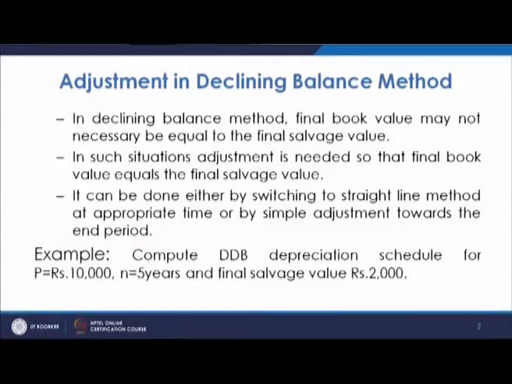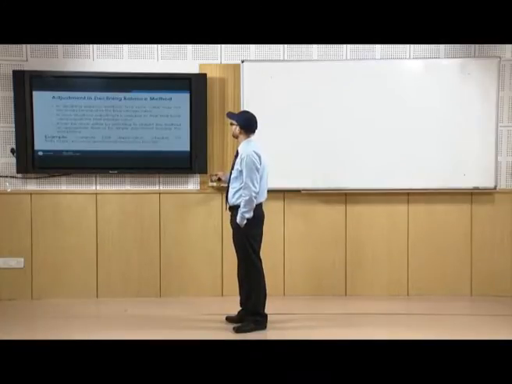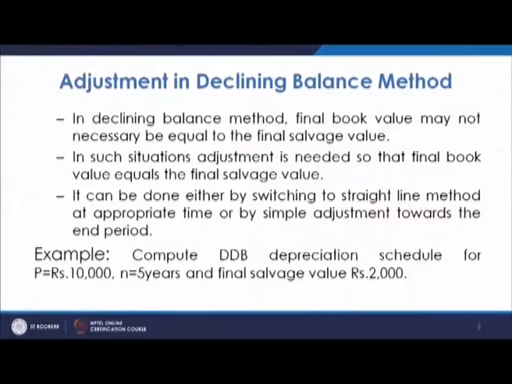So, you will have to adjust the declining balance method of depreciation. It is written that if the final book value is not equal, in that case you need to do certain adjustment so that final book value equals the final salvage value. That is what our aim is. It can be done either by switching to straight line method at appropriate time or by simple adjustment towards the end period. So, let us see if we have a question like this, where you have to use the DDB depreciation schedule for this data given.